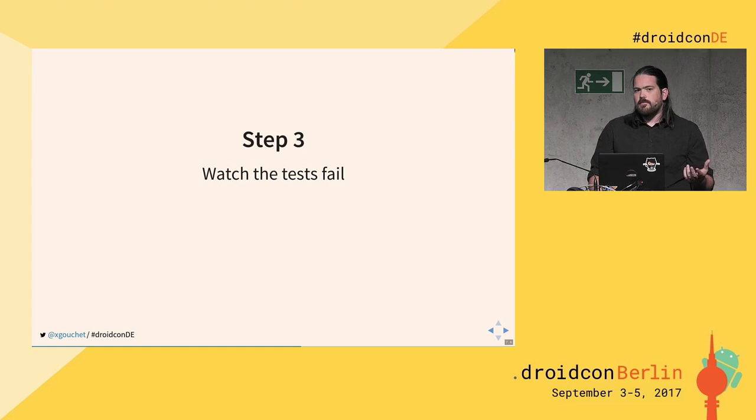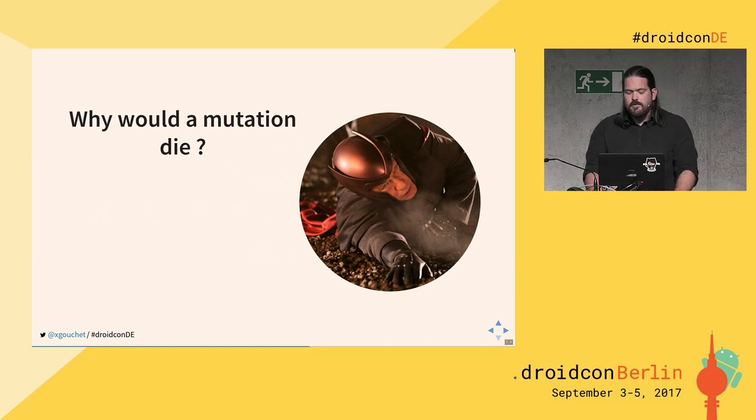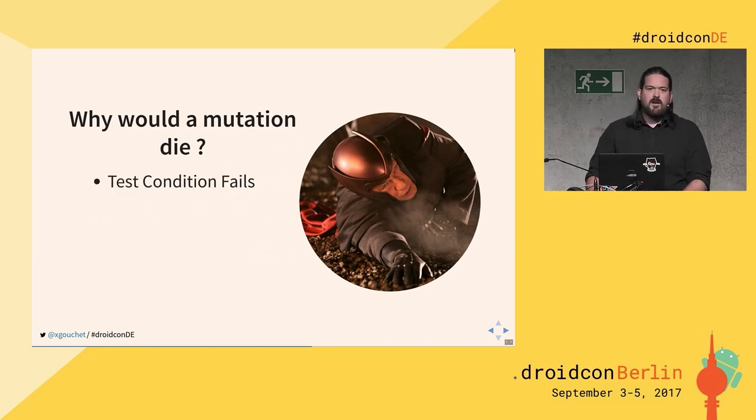So step 3, you run the tests again, and you watch the tests fail. Because you changed your source code, the tests should fail, because the behavior is not the one you expect in your tests. So at least one test should break for each mutation that you introduce, or not. So why would a mutation die? Well, pretty obviously, you can have the test condition fail. The mutation will change the output of the method you're testing, and so your test condition will fail.